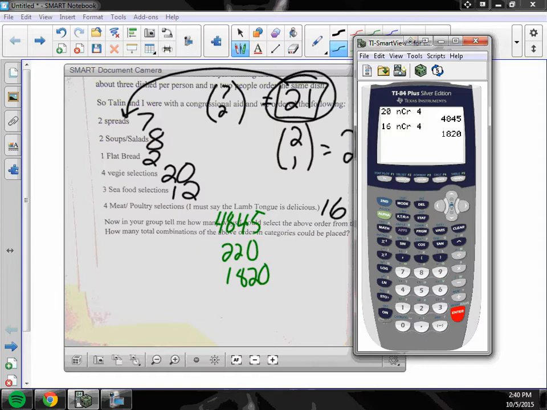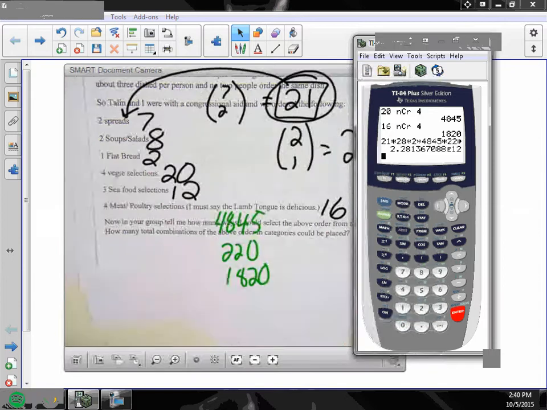Yes. So we need to multiply. Changing one item on the list changes everything. So we're not adding them together, we're multiplying them together. And if you do that, 21 times 28 times 2 times 48, 45 times 220 times 1820.